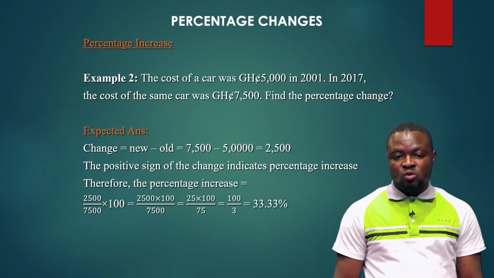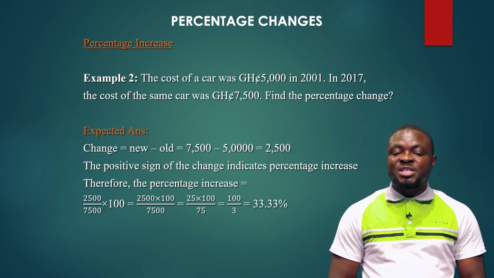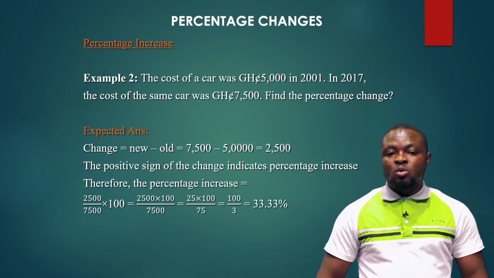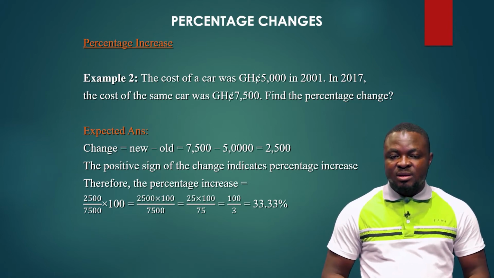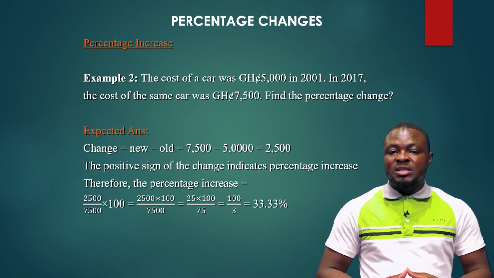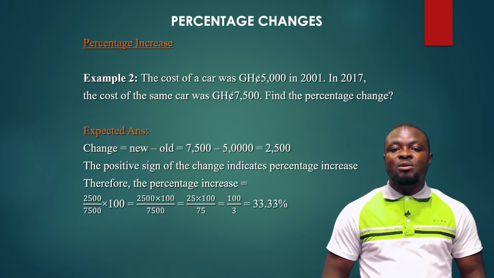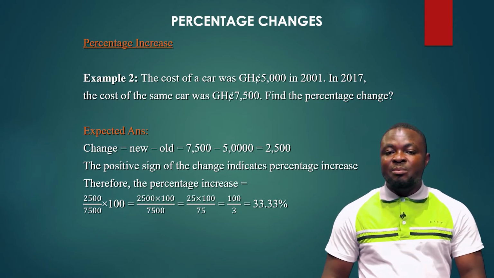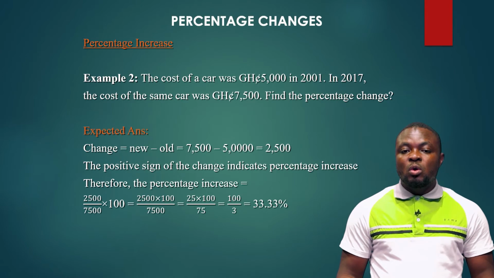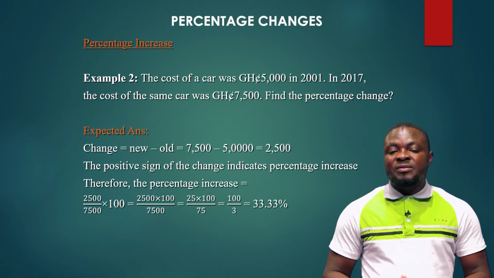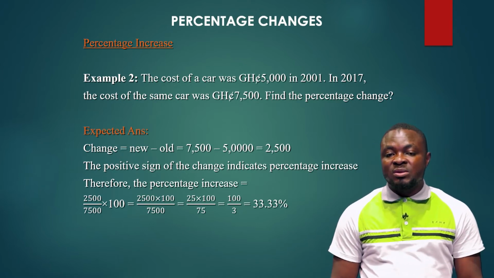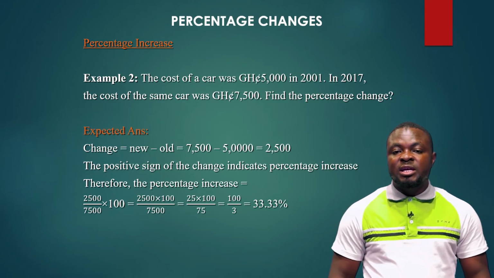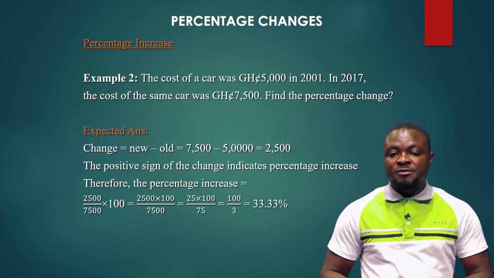So what we do is to first find the change, which is always captured as new minus old. The new price of the car is 7,500. So it is 7,500 minus the old price, which is 5,000. So we end up with a value that is 2,500. So the difference between the new price and the old price is 2,500. And as we can all see, the sign is positive. It is a positive change. In this case, we are talking about percentage increase.